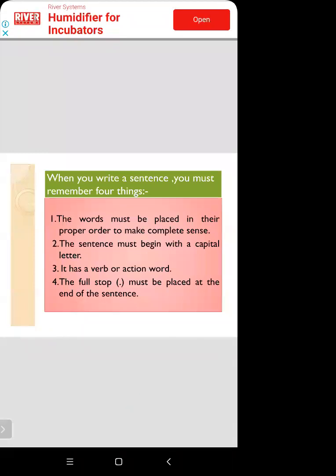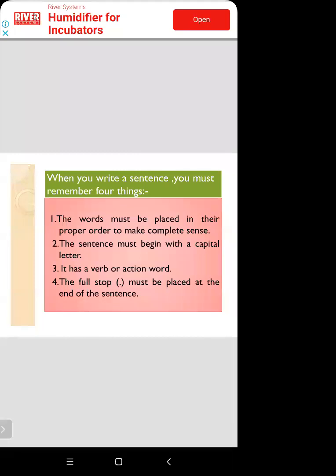Now number 4th is here. Full stop must be placed at the end of the sentence. Yes, student, the full stop, question mark, or exclamation mark, we have to put at the end of the sentence, depending on the sentence. If the sentence is declarative, we put a full stop at the end. If a sentence is exclamatory, we put an exclamation mark at the end. If our sentence is interrogative, starting with a WH word and asking a question, we put a question mark at the end of the sentence.